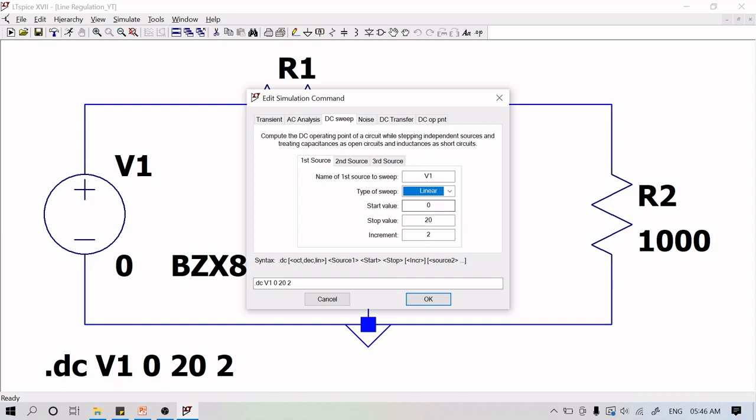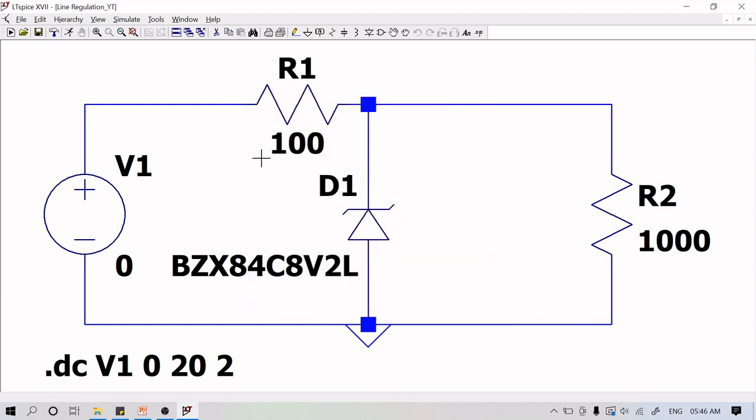So the start value should be 0, and in line regulation you are varying the input side. So I am varying from 0 to 20 with an increment step of 2. You can give the same, or you can give different steps. The RS resistance is 100, and this Zener diode is working at 8 volts. RL is 1000. Now save and I'll simulate.